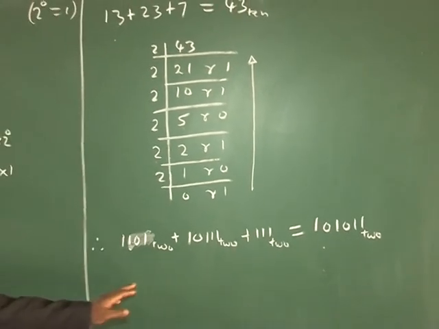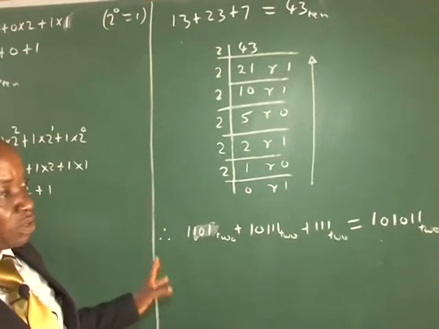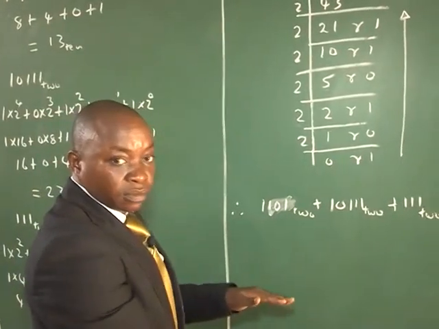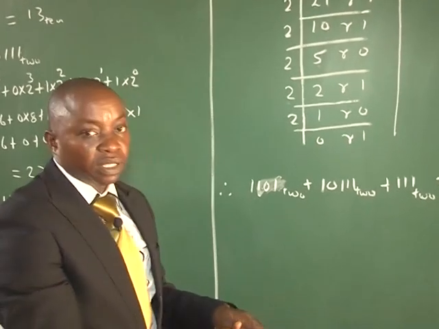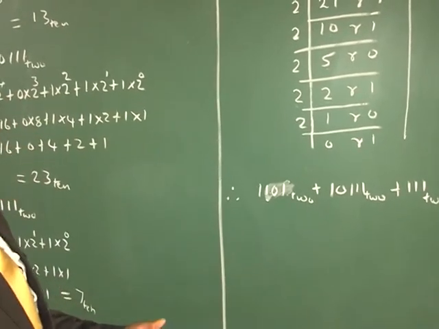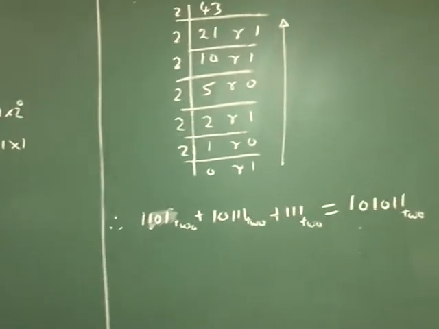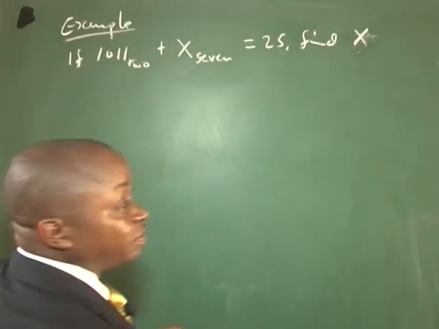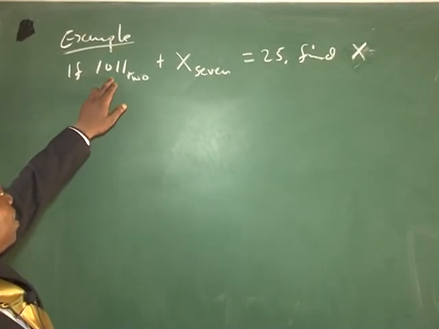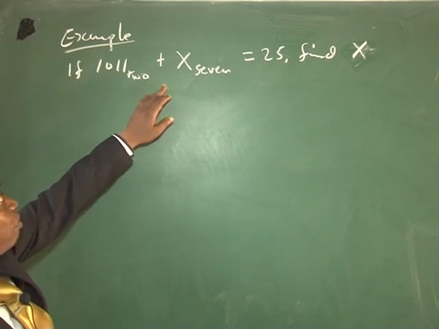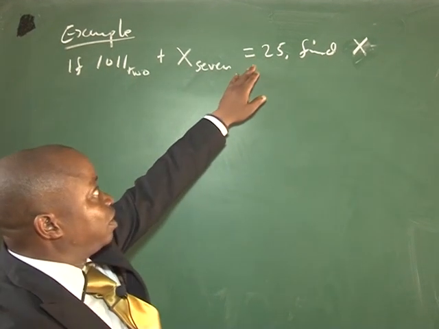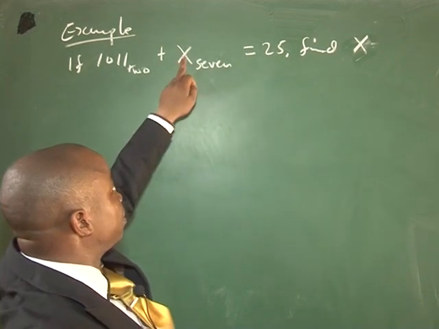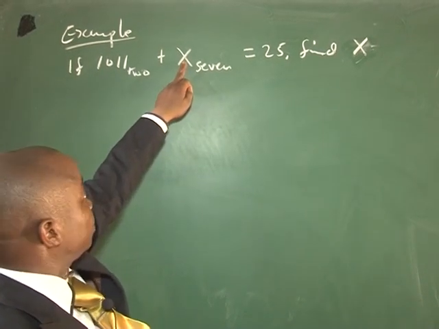So this is how we add using this method. There is another method where we can arrange the numbers and use exactly the way of addition of real numbers. Okay, so that is how it is done. So let's take another example. If 1011 in base 2 plus x in base 7 equals 25, find x, this number x.